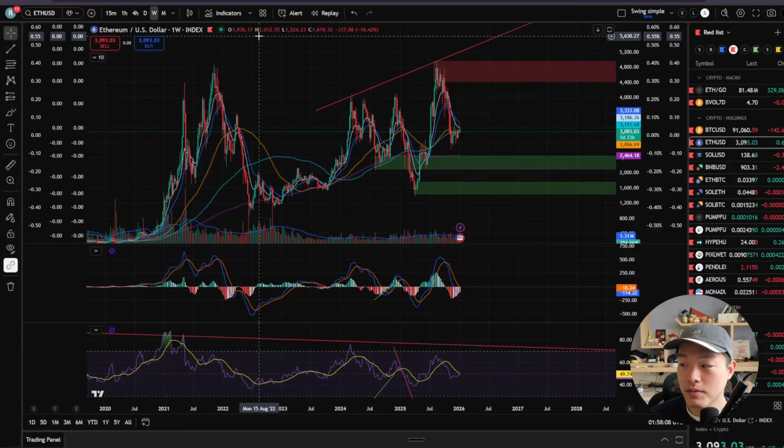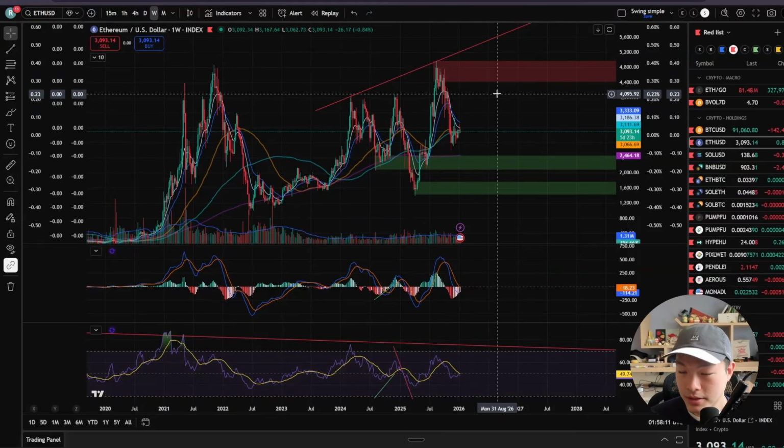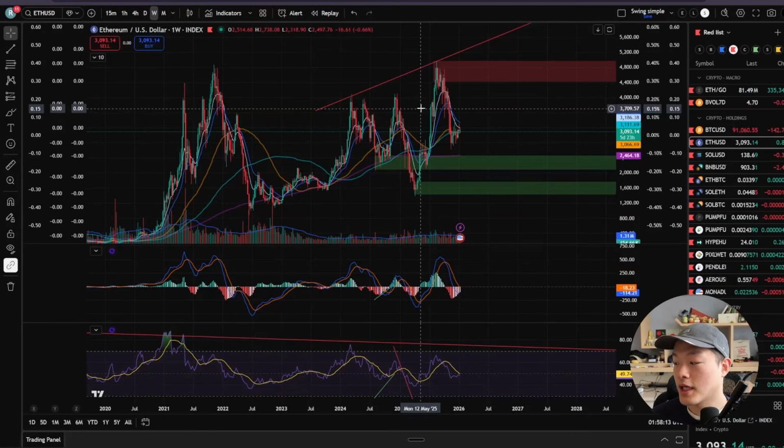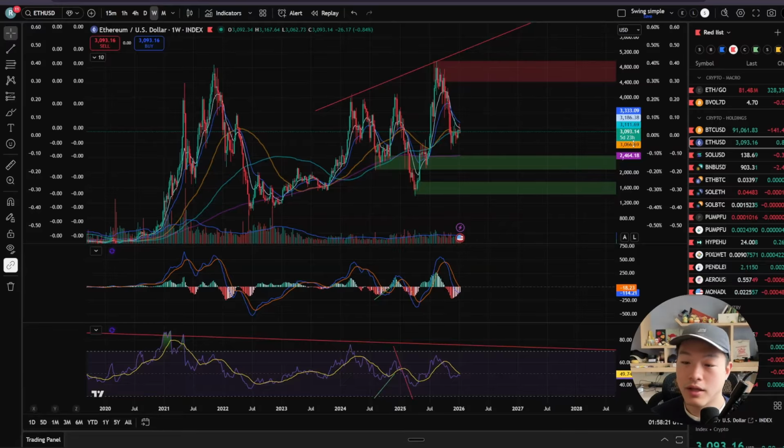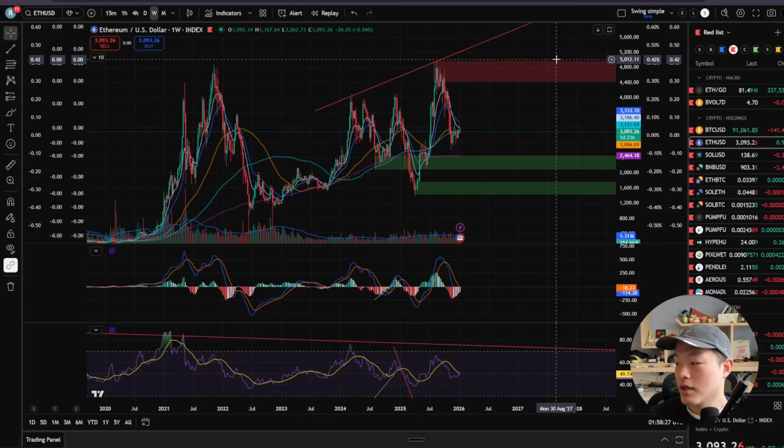So let's start from the US dollar chart here. Basically, what this shows is that ETH, the asset, is being traded in US dollar terms, right? So one ETH is currently trading at $3,093. And when this price goes up to, let's say, 5,000, then it just means that ETH is gaining value relative to the US dollar, right?